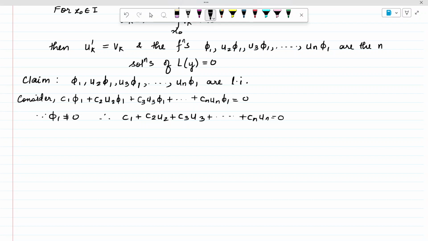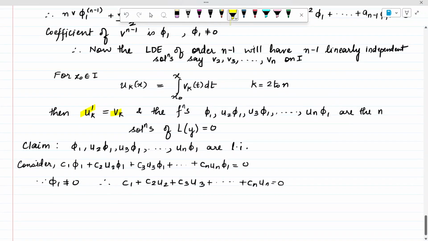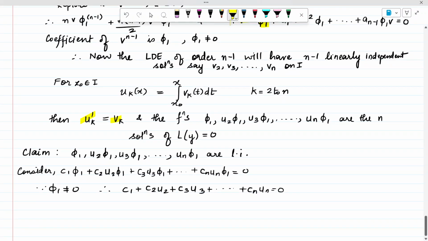अब ये prove करने के लिए we will use the fact that UK dash is VK and we already know that V2 से लेकर Vn are linearly independent. Okay, this is what we know already. So you will use this fact, and to use this particular fact, we are going to take the derivative here. So let's take the derivative. So C1 ka derivative 0, C2 will become U2 dash, C3 U3 dash, Cn Un dash.